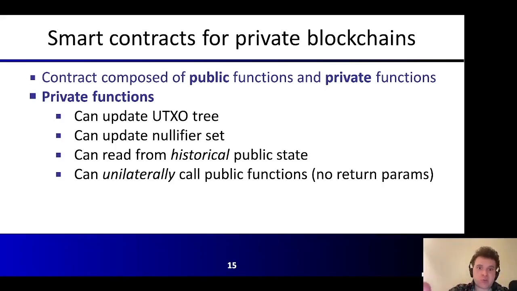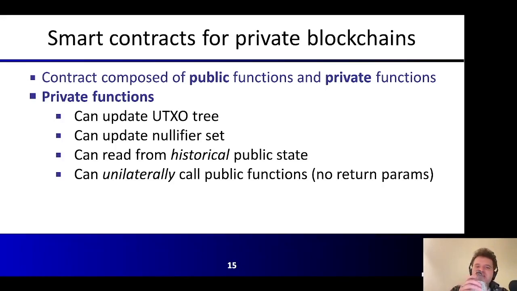In the proof-of-stake architecture we're thinking of, and my prediction is this is going to be quite a natural representation for these kinds of hybrid blockchains with public and private state, you compose your contract out of public functions and private functions, where public functions act very much like existing smart contract functions for chains like Ethereum or Solana, like I just described in the previous slide. And private functions will do something slightly different. Private functions will have the ability to update this encrypted UTXO tree, add nullifiers to a nullifier set, as well as read from historical public state, but not necessarily the current state of the chain. And they'll be able to unilaterally call public functions.